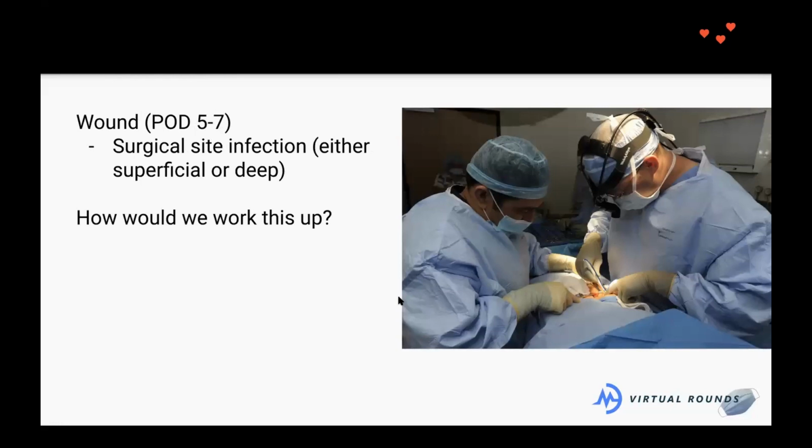Next one, post-op day 5 to 7 is wound. Someone had mentioned this. We have to check the incision. We're going to see surgical site infection, either superficial or deep. Superficial is where the skin around the incision is infected, or a deep infection. I mentioned mediastinitis, which is that deep tissue infection in the chest, which is very common in sternotomies and extremely deadly. So how would we want to start investigating if this were the cause?